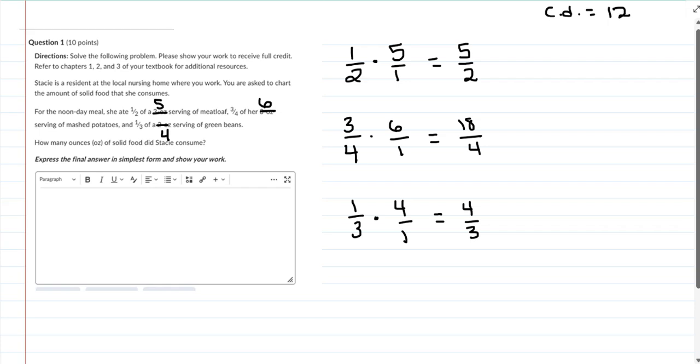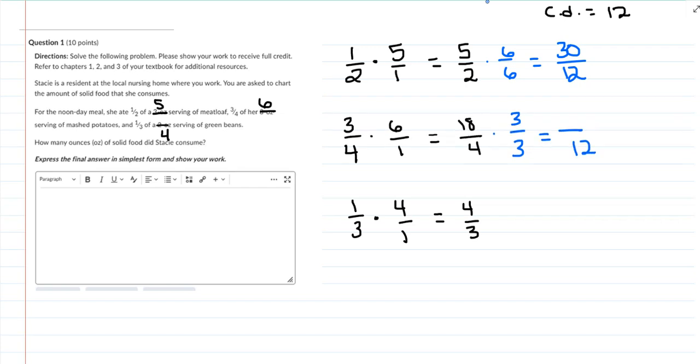What we want to do here is multiply each fraction by what it'll take to get you to 12. So in this case, that's going to be 6. 2 times 6 is going to give us 12. So 5 times 6 is 30. 2 times 6 is 12. Okay, so I've made the denominator 12. I've got to do it to the numerator as well to do the same thing to both. 4 times 3 is going to be 12. So we're going to get 12 here. 18 times 3, my calculator here, 54. And then 3 times 4 will be 12. So 4 times 4 is 16. 3 times 4 is 12.